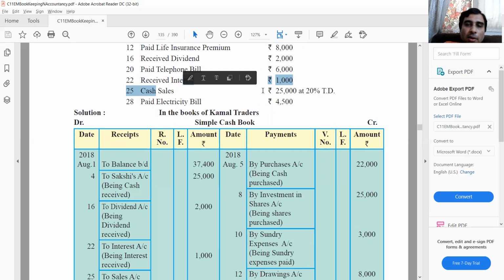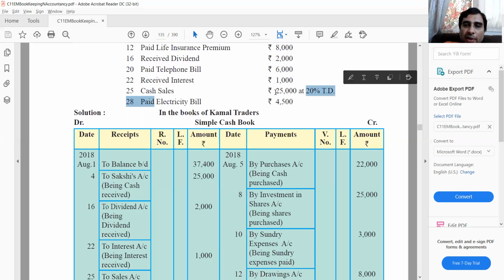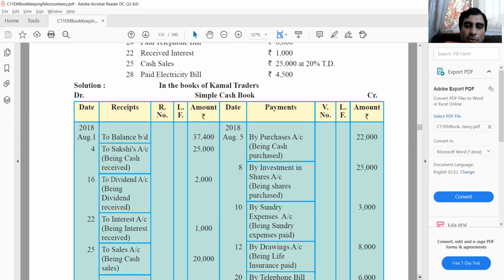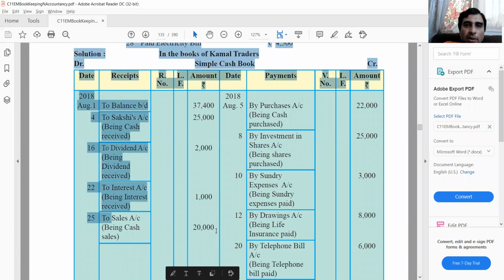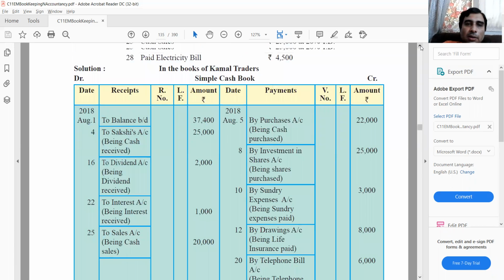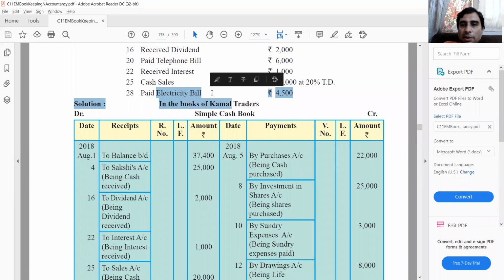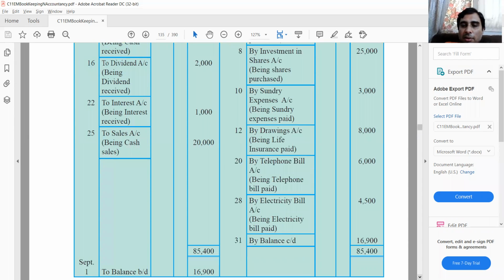Cash sales. So left hand side, to sales. Again, 20% trade discount means 5,000 trade discount, so only 20,000 will be received. So if you look here, to sales 20,000. And then the last one is this electricity bill paid 4,500. So to electricity expenses 4,500.